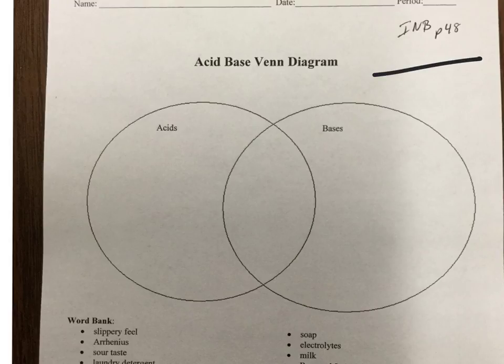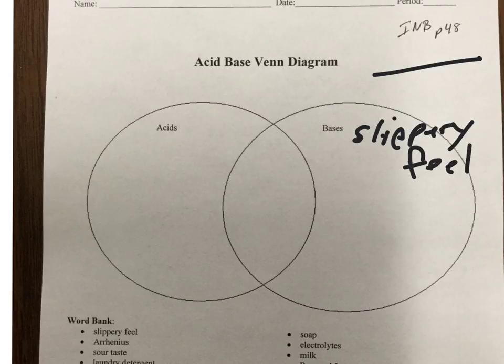Let's do the first one as an example. You have slippery feel. You're going to use your notes from yesterday. So slippery feel, is that a property of an acid, a property of a base, or a property of both? It's of a base, so you're going to write that in here, slippery feel. Okay, and you've done that one, and then you go to the next one.